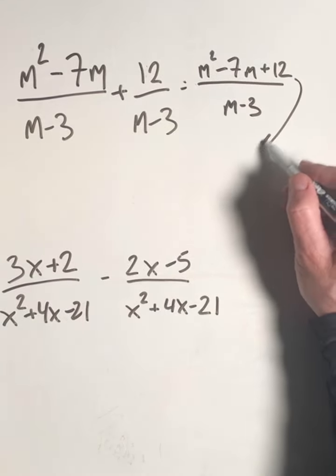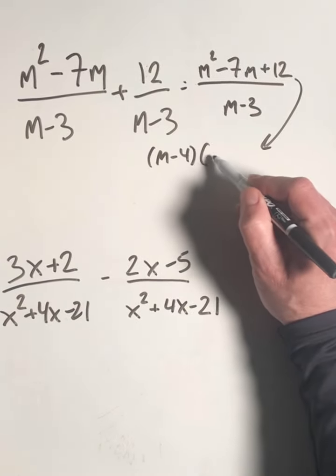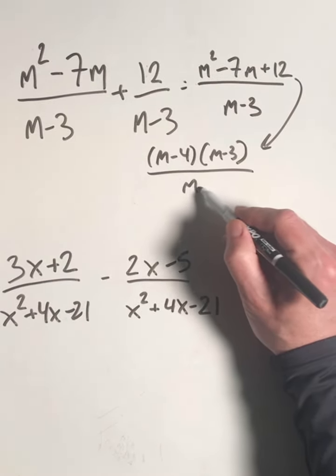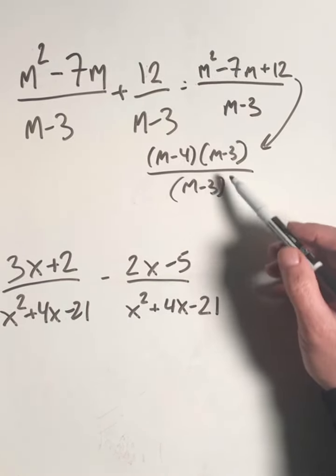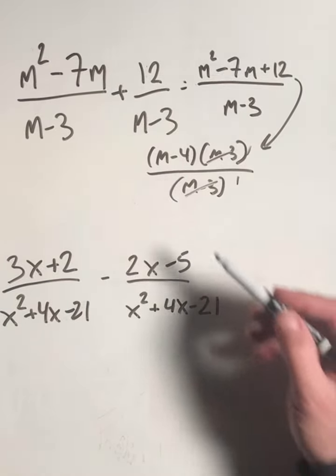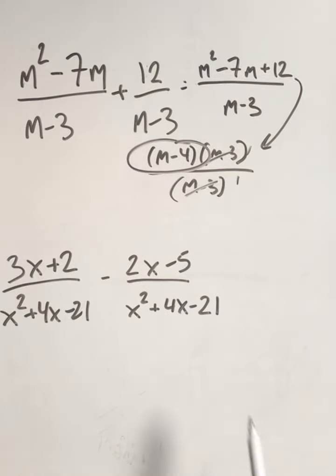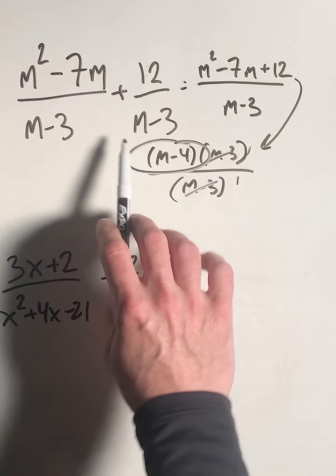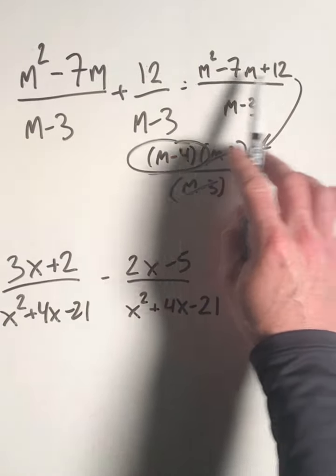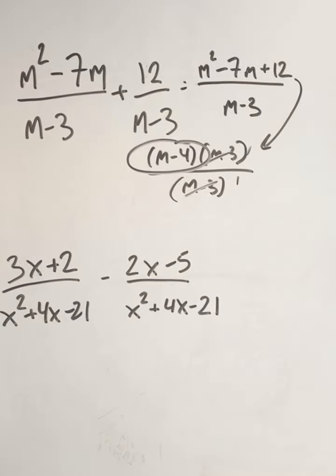So this numerator really factors as m minus 4 times m minus 3, and we are dividing by m minus 3. So these two would cancel out, leaving you with just m minus 4 as the simplified version of this. So even though the denominator was m minus 3, we held it. When we simplified the numerators by combining them, we were able to factor an m minus 3 out of it, leaving us with just the m minus 4 pair.